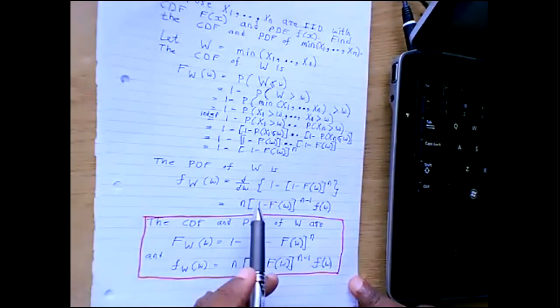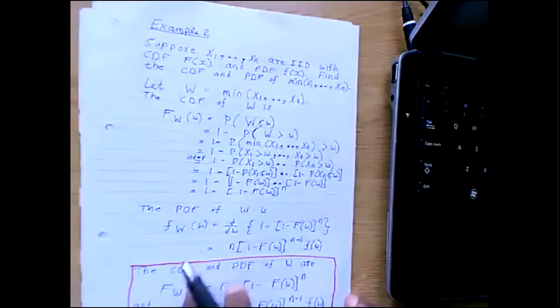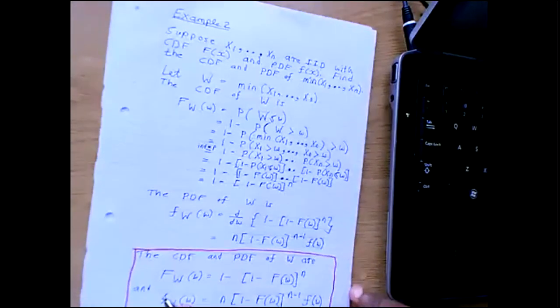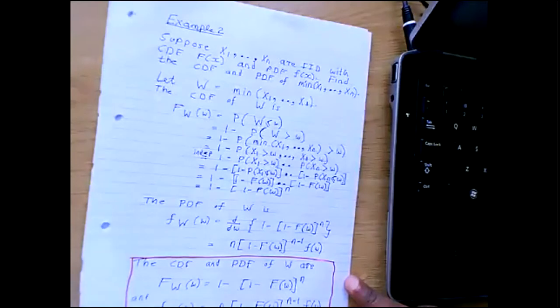So, all right, once again, the capital FW denotes the CDF of W, and the little fw denotes the PDF of W, whereas the capital F denotes the CDF of the original random variables x1 to xn, and the little f denotes the PDF of these variables x1 to xn.